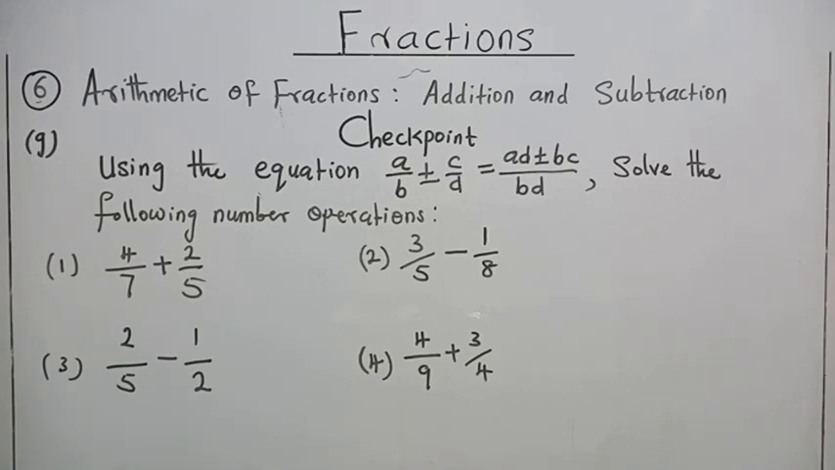The first, 4 over 7 plus 2 over 5. Number 2, 3 over 5 minus 1 over 8. Number 3, 2 over 5 minus 1 over 2. The last one, that's number 4, 4 over 9 plus 3 over 4. Notice that all of these number operations involve only 2 fractions.